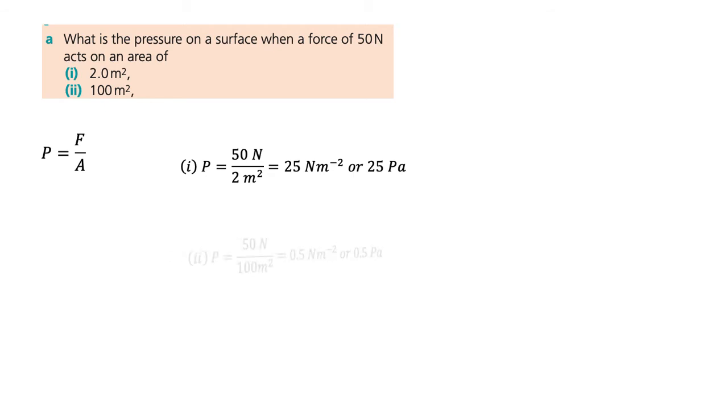For the second one, we have the same force applied over an area of 100 meters squared this time. So it's 50 divided by 100. So the pressure is now much less. It's 0.5 newton per meter squared, or 0.5 pascals. So again, you see the same force acting over two different areas, producing two different pressures. Right, so 50 newtons over a small area of 2 meters squared gives us 25 pascals. Right, 50 newtons over an area of 100 meters squared gives us 0.5 pascals.